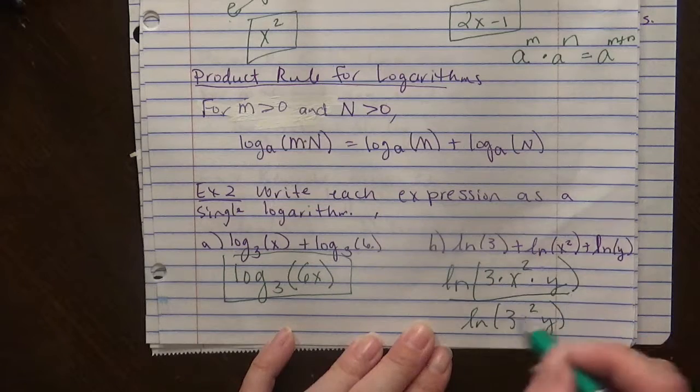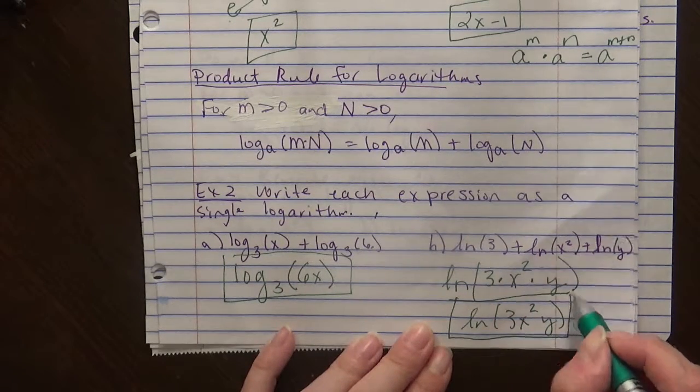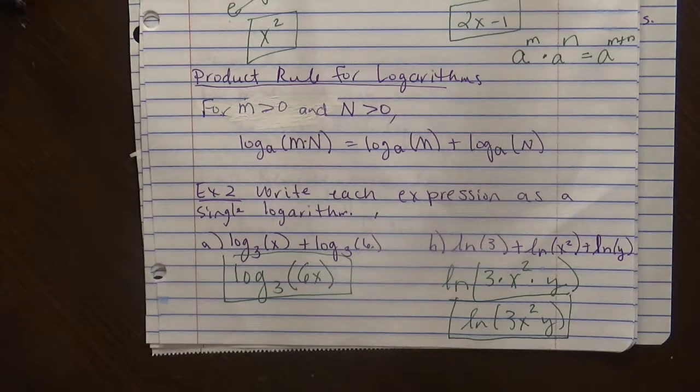And that's it. I'm done. So I've used my property. I wrote them as a single logarithm. And that's example 2. Now we're ready to go to the next page.